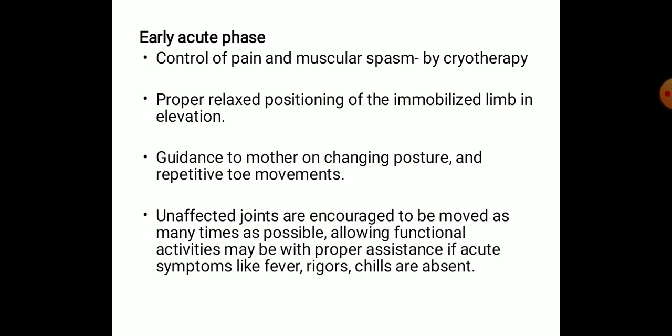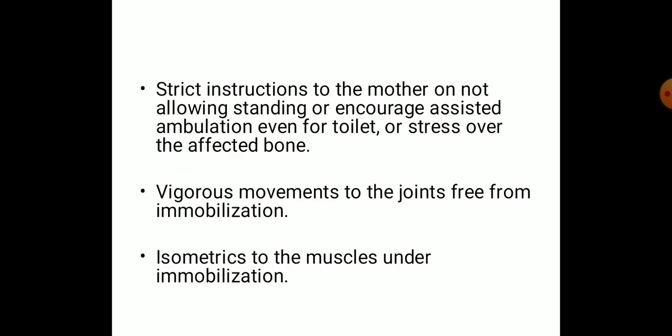Once the acute symptoms, that means fever and the fever-associated symptoms, have reduced, we can start functional activities with the help of an assistive device. We can use crutches or a walker. All these should be provided to the patient to achieve normal functional activities. The patient should be encouraged to walk with a walker or crutches with minimal or no impact on the affected limb. So that's all we need to take care of in the acute phase.